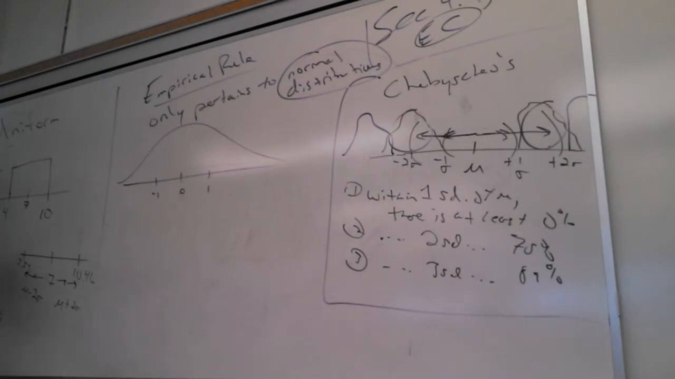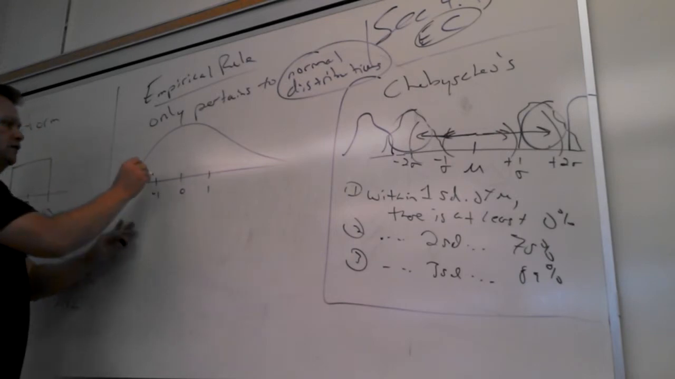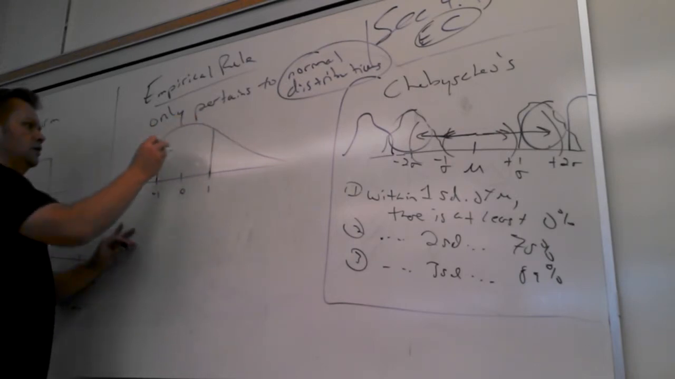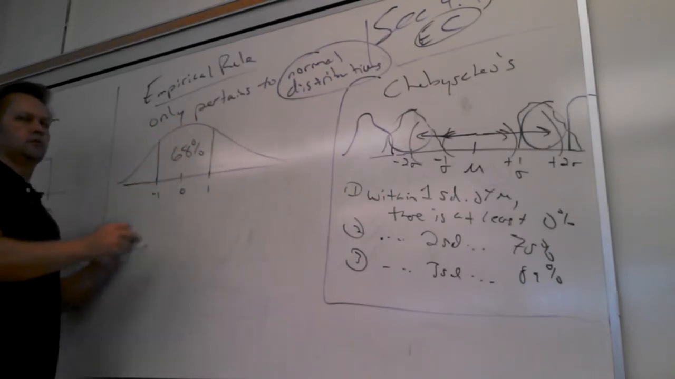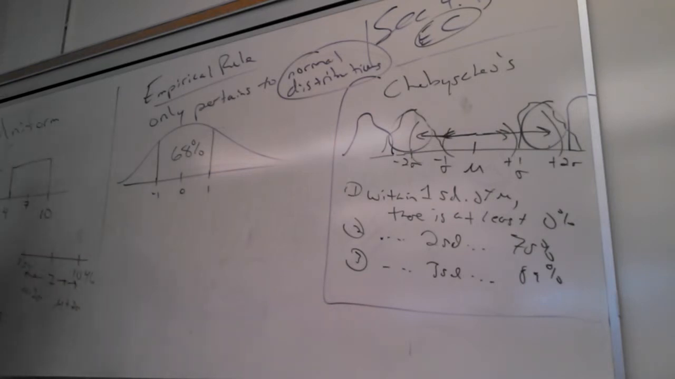Z-scores. They're numbers of standard deviations, right? It's how many standard deviations away. If you're negative, you're below the mean. So what the empirical rule says is, if you go one step out, there is 68%. It's actually 68.26, let's just make it 68. So it's not at least, it's not at most. It's exactly 68%.